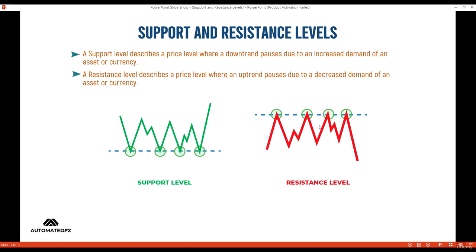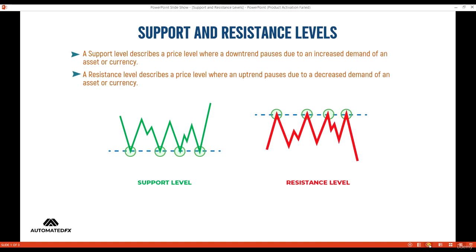The opposite goes for the resistance level. A resistance level is like a ceiling, while the support level is like a floor. With resistance, whenever price goes up, it then comes down, goes up, comes down. It always comes down after it hits this level. That's one thing you should know about the resistance level.